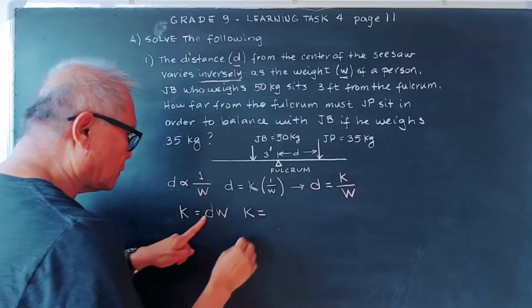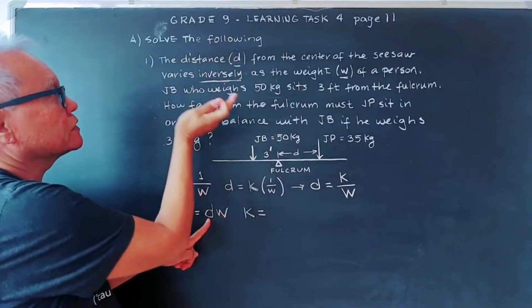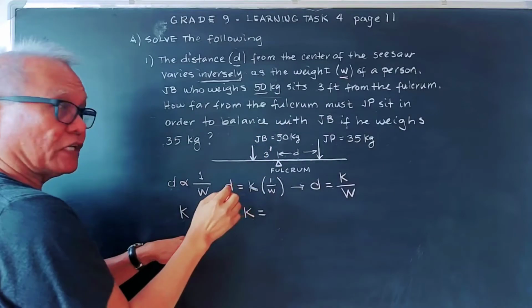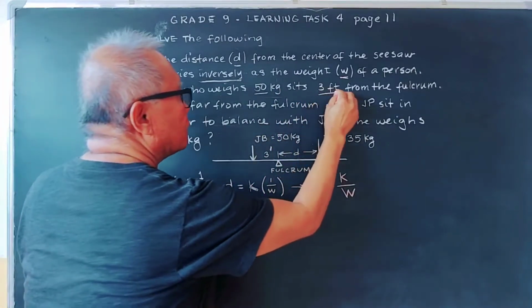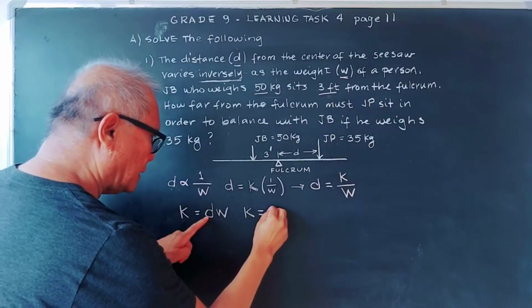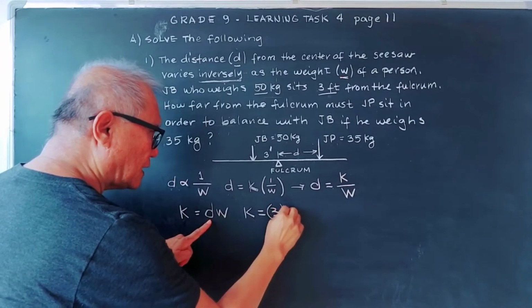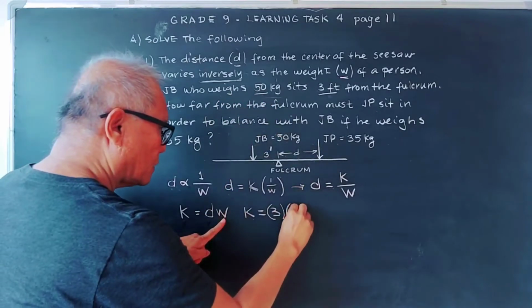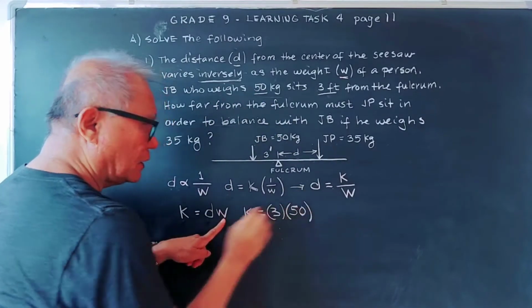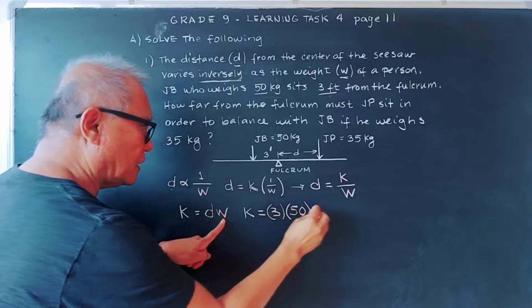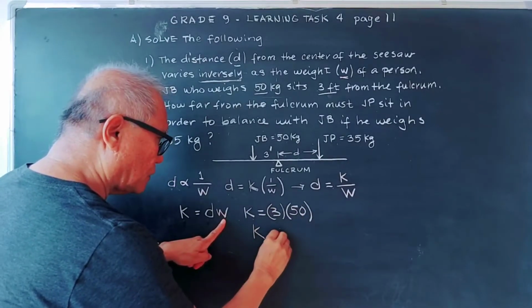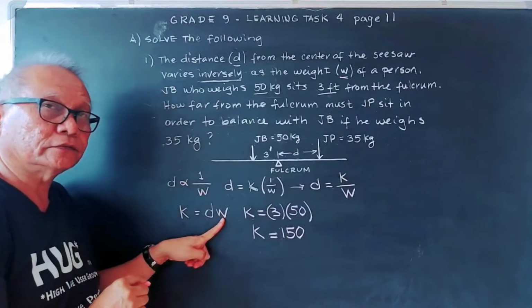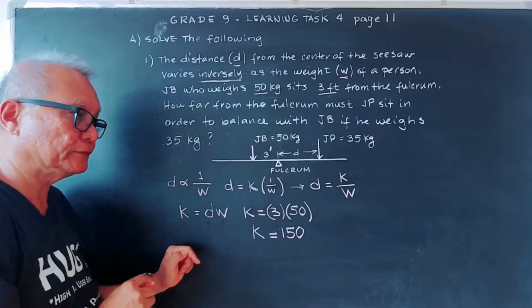So, ano ang K natin? K is equal to yung una muna sa sentence. So, yung 50 kay JB ay 3 feet. Distance ay 3. Ita-times natin sa weight ni JB, 50. And then, 3 times 50. So, ang K natin na makukuha is 150. Constant yun. So, si JB ang constant natin. Okay.